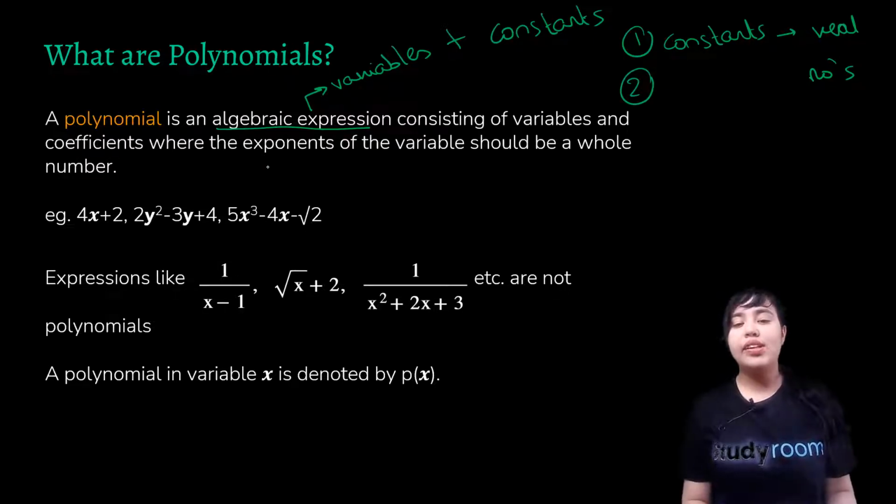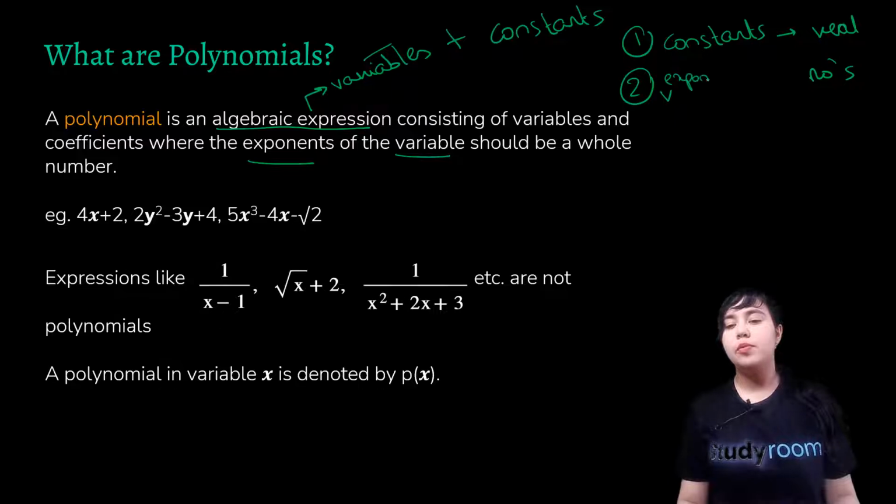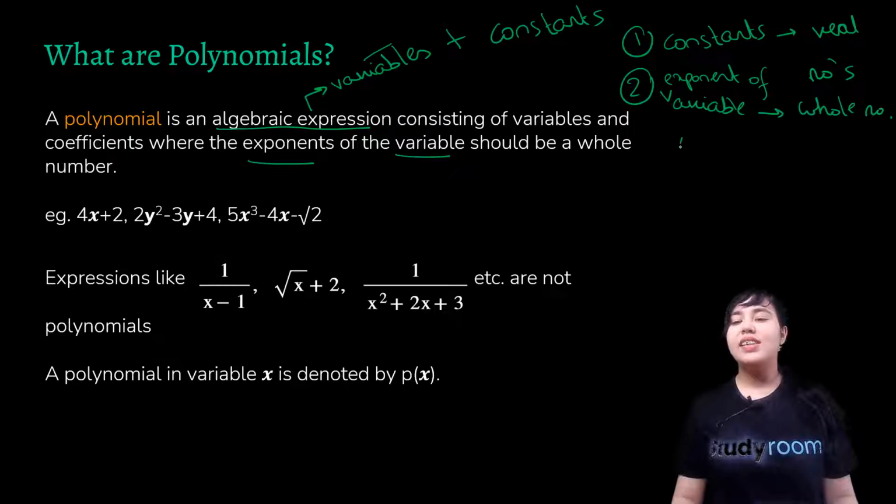Number 2, you look for the exponents of the variable. Every expression has some variables, right? So you look for the exponent, as in the power of that variable, and it has to be a whole number. So exponent of what? The variable should be a whole number. Now, you know what whole numbers are? They start from 0 and they go on like 1, 2, 3 and so on.